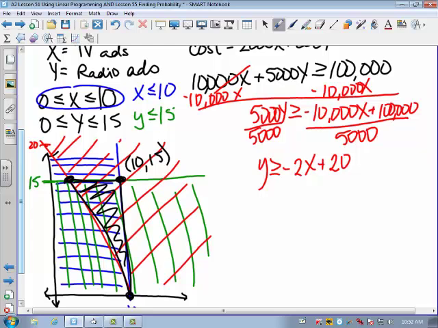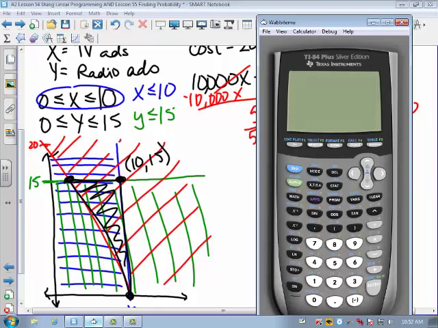All right, to figure out the rest, we're going to have to use our calculator. So we're going to get out our calculator, and we'll turn it on. And we're going to go to, is it on? Why are you not turning on? There we go. Second, quit. We are going to go to our y equals, clear out what's there if you have anything. And we're going to plug in this red line, which was negative 2x plus 20. Don't worry about that.